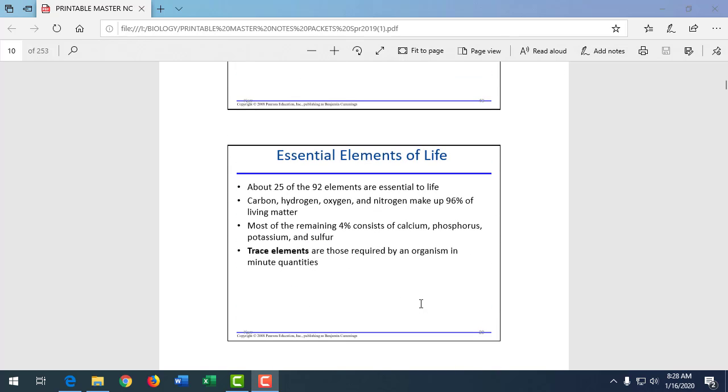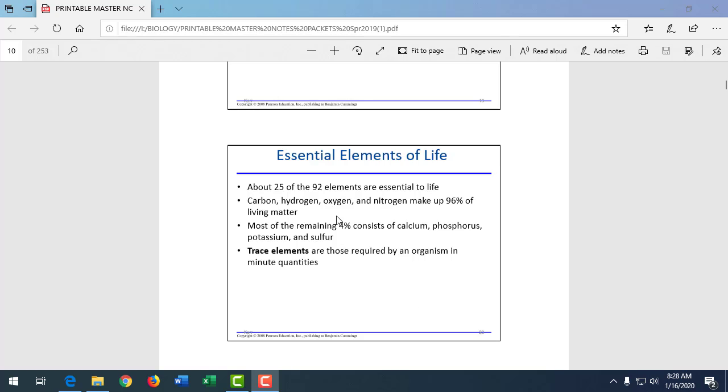So 25 of the 92 elements we see in the periodic table are essential to life, but these 4 are the ones that make up most of matter: carbon, hydrogen, oxygen, and nitrogen. Carbon is the framework, it's the skeleton of most compounds that make up living things. When you talk about organic molecules, they contain carbon. So that's the key element that we see in living things is carbon.